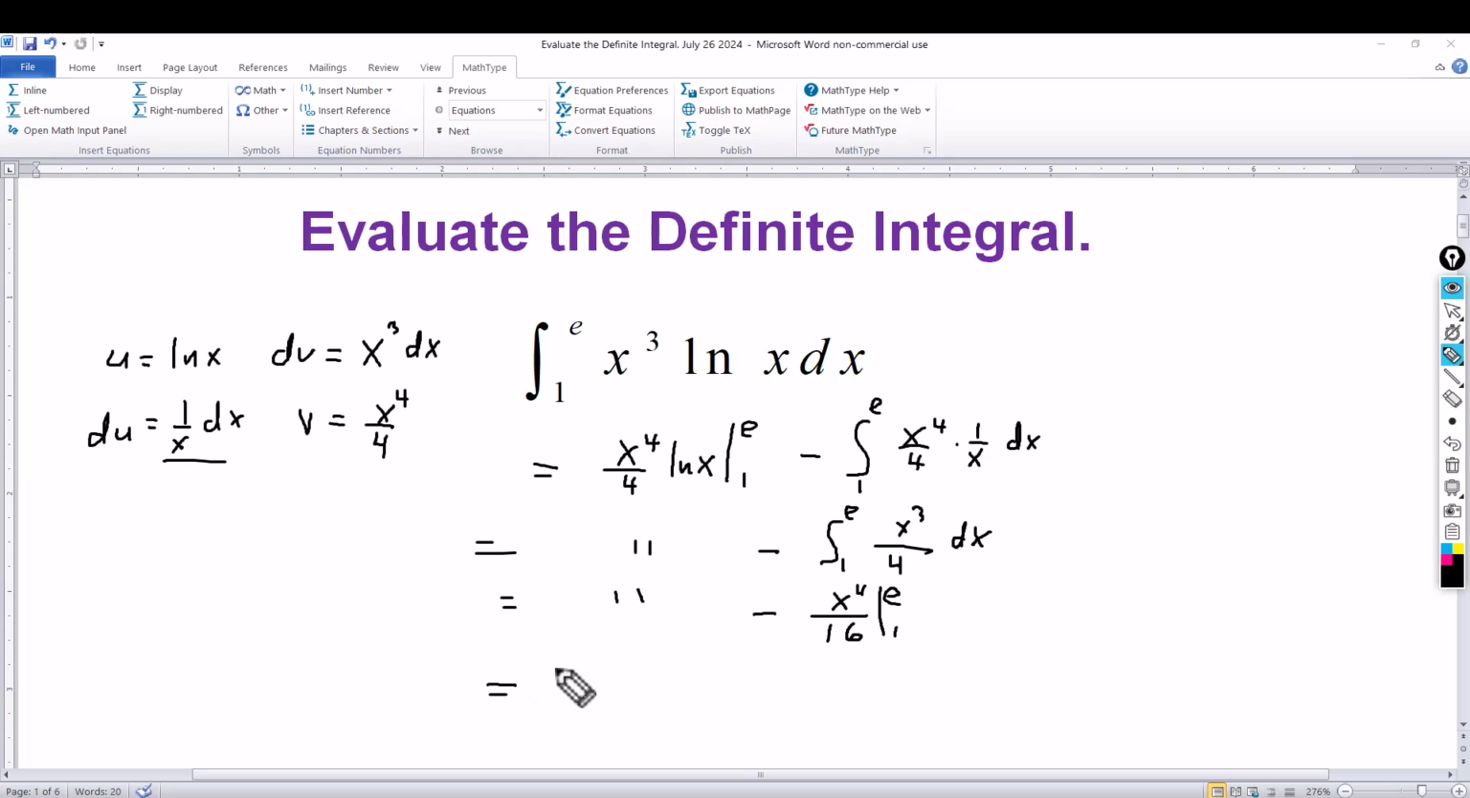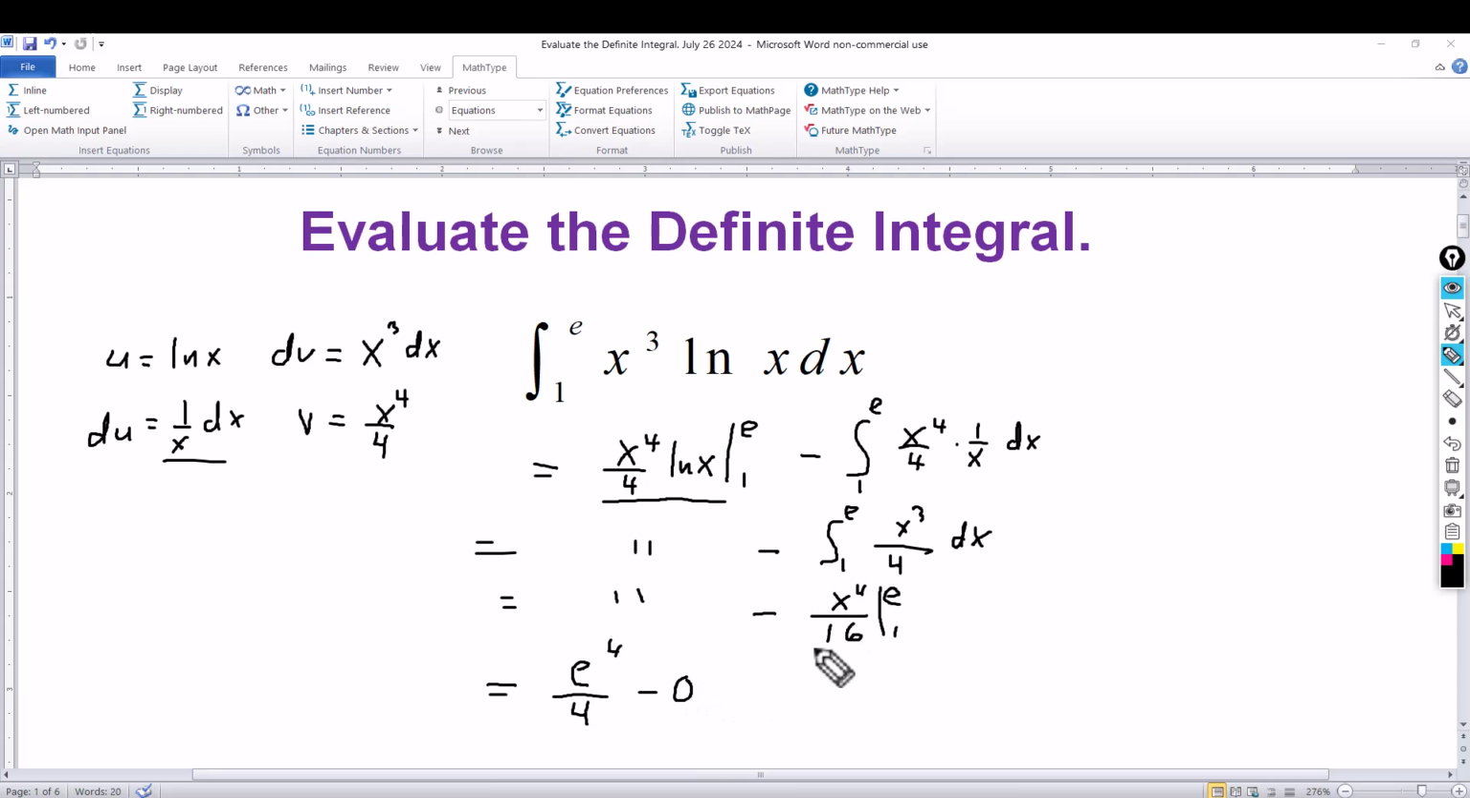So I'm going to go ahead and evaluate this first part right here. You evaluate this expression at e, and then you subtract the value at 1. So put e there. ln of e, since this is base e, is 1. Then where the x is, that's e to the fourth over 4. And then it's minus the value at 1. Well, if you put a 1 where the x is for ln, the natural log of 1 is 0. So this gets wiped out. I'll just put 0 there.